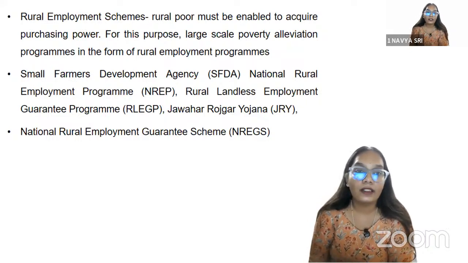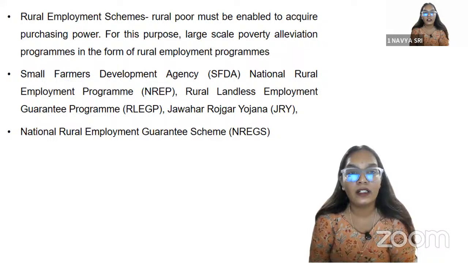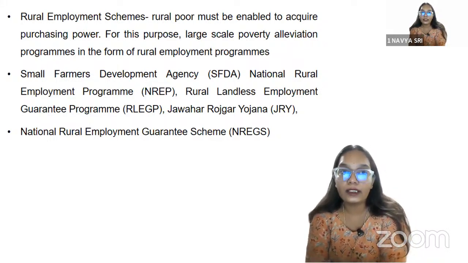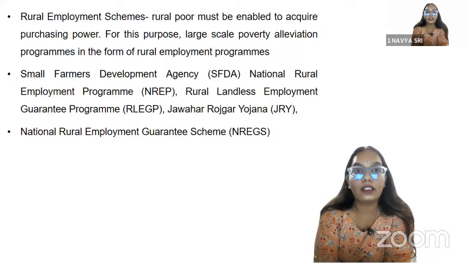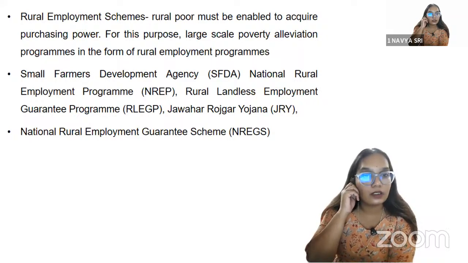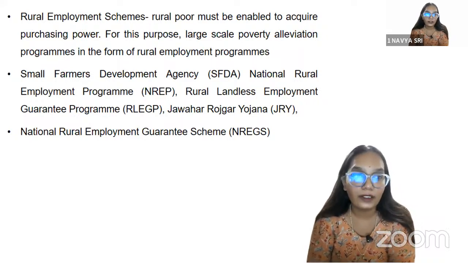So now what happens? This poor rural pool must be enabled to acquire the purchasing power. Purchasing power to do what? To purchase the yields, to purchase the irrigation yield that's been produced by the farmers. So for this purpose, large scale poverty alleviation programs were introduced.